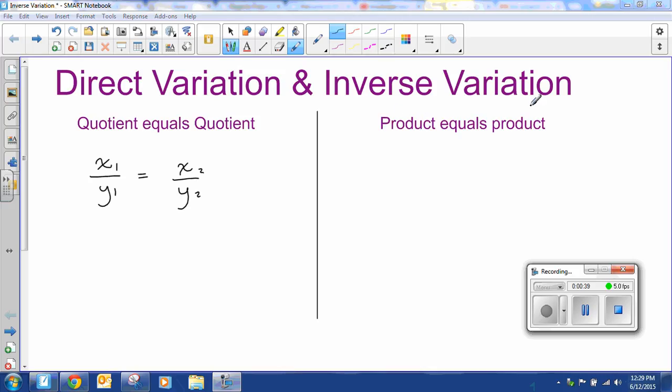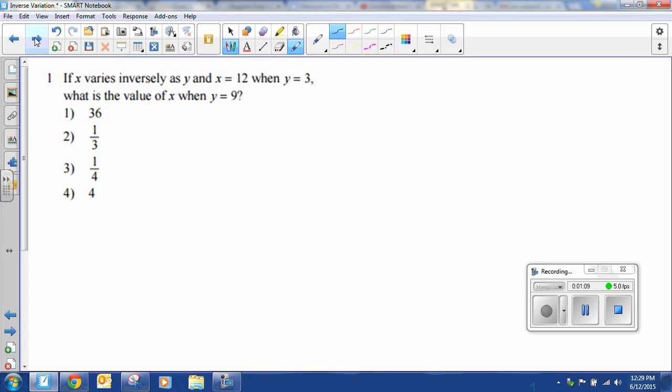With inverse variation, the product equals the product, so you'll usually get 3 quantities, find the 4th. So we'll put 1's here, and we'll put 2's over here. And basically, you will divide both sides to find the missing value. Let's take a look at an example.